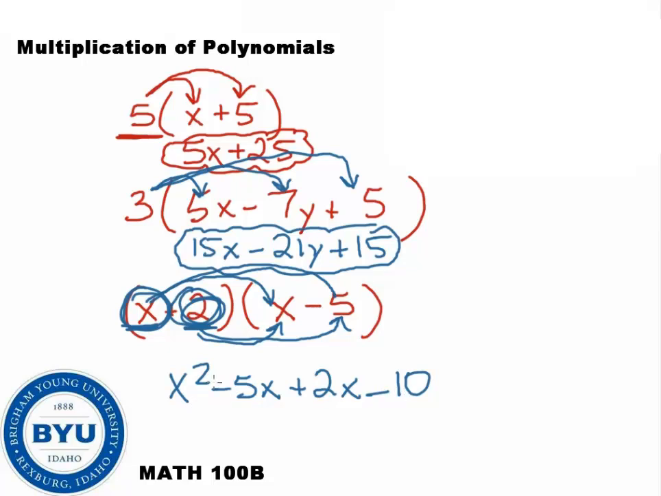So we're almost done here. Basically, all we have to do now is combine the like terms. We have negative 5x plus 2x. That comes out to be negative 3x. And so our final answer is x squared minus 3x minus 10.